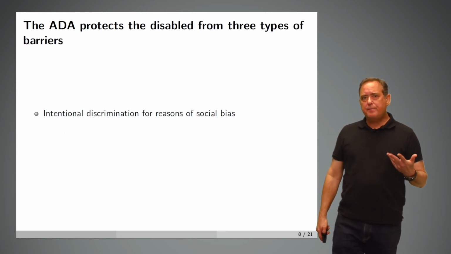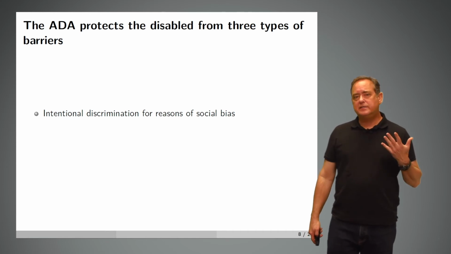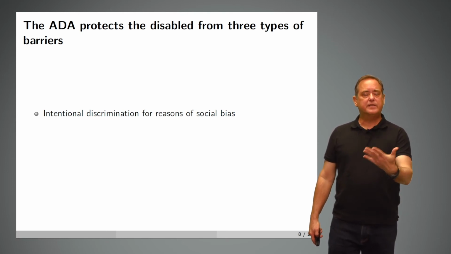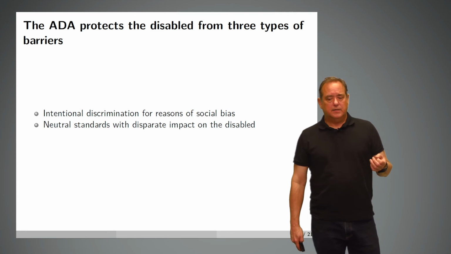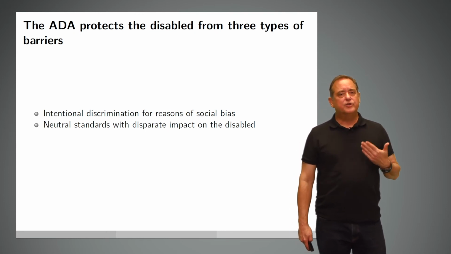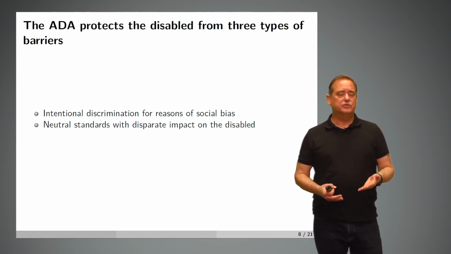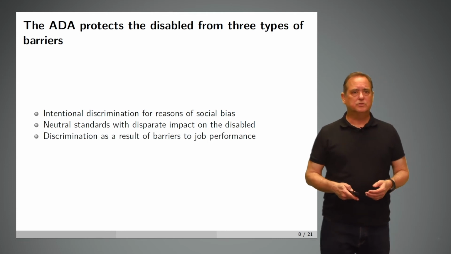So the ADA protects disabled from three types of barriers. And the first is intentional discrimination for reasons of social bias. That you object to disabled individuals, you don't want to have to see them in your daily work, and so therefore you don't hire them for your open position. It's also meant to affect neutral standards with disparate impact on the disabled. We have a neutral standard but has this disparate impact on disabled individuals.